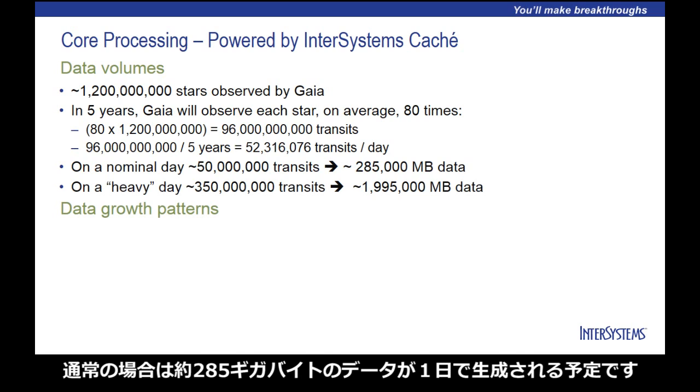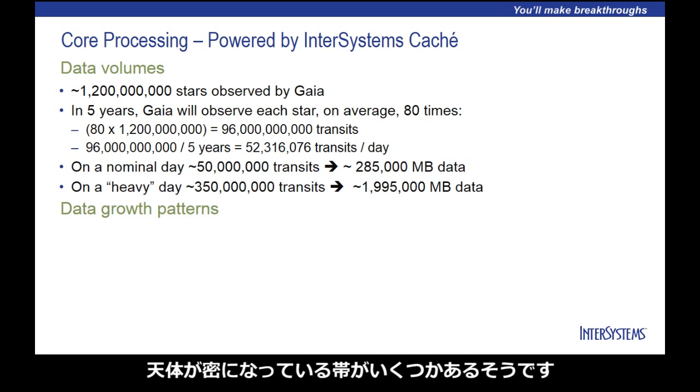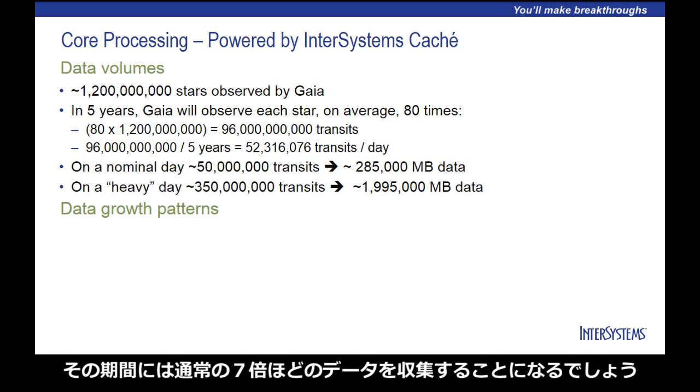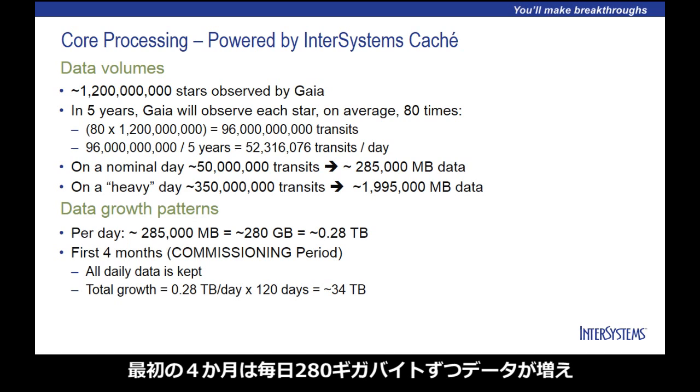So from a volumes perspective, there are again a lot of numbers up here. But the interesting thing is that on a regular day, we expect to have around 285 gigabytes, so that's 285,000 megabytes of data generated. Normal scanning law says that there are some bands in the universe where the stars and celestial bodies are more dense. So there are going to be 3 to 5 days every year where Gaia is going to pass over these dense bands, and on those days it's going to collect maybe 7 times more data. So you take the 285 gigabytes and multiply it by 7. So the per day growth is expected to be 280 gigabytes.